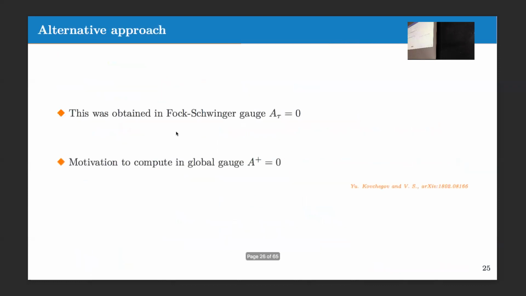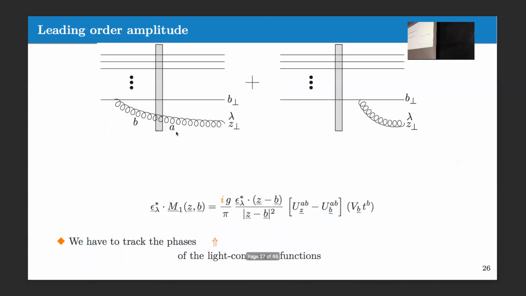Okay, so now this was obtained in the Fock-Schwinger gauge. Our motivation with Yuri was to compute this in a global A plus equal to zero gauge, and this was done in this paper. By global, I mean that in the Fock-Schwinger gauge, I can only impose it in the forward light cone, while this gauge is imposed everywhere. And then we just recycle the results obtained by Giovanni, Doug, and Yuri in the paper where they attack the saturation correction calculations.